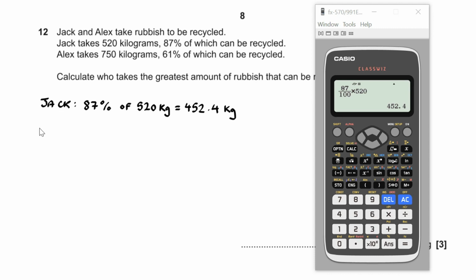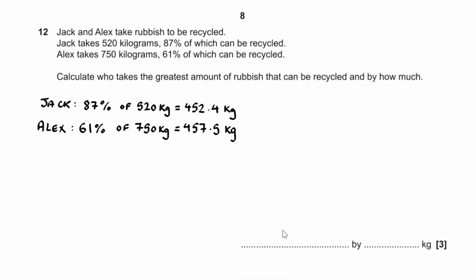And if we consider Alex, we have 61% of 750 kilograms. So here we've got 61 over 100 multiplied by 750. It turns out here we get 457.5 kilograms. So who has the greatest amount of rubbish that can be recycled? Well, clearly that will be Alex.